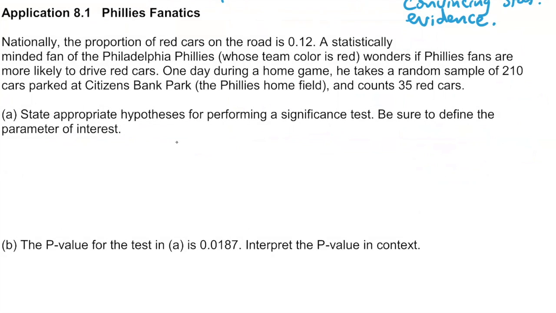And I'm going to get you started a little bit on the A part. Your null is what has been accepted as the true value before this problem even started. And it said nationally the proportion of red cars on the road is 0.12. So that's what we're starting with. That's our null hypothesis. Off to the side, you need to define what P is. And you just get it from reading the paragraph. P is the proportion of red cars on the road.